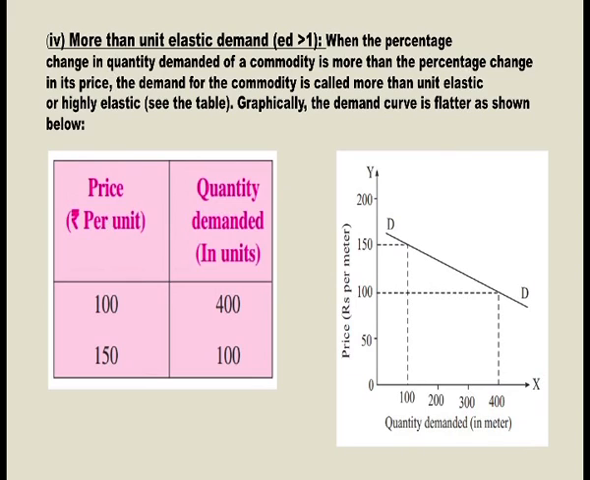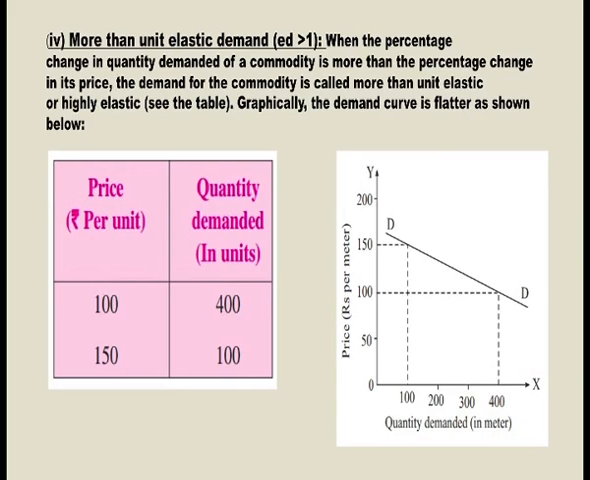Now, the fourth type of elasticity of demand is elasticity of demand more than 1. Here, the quantity demanded increases very highly for a small decrease in price, or quantity demanded decreases very highly for a small increase in price. You can see the table also. In the table, the quantity demanded decreases from 400 to 100 units for an increase in price from 100 to 150. Observe the demand curve also. The demand curve is slightly flatter, denoting that for a small change in price, the quantity demanded changes very highly.